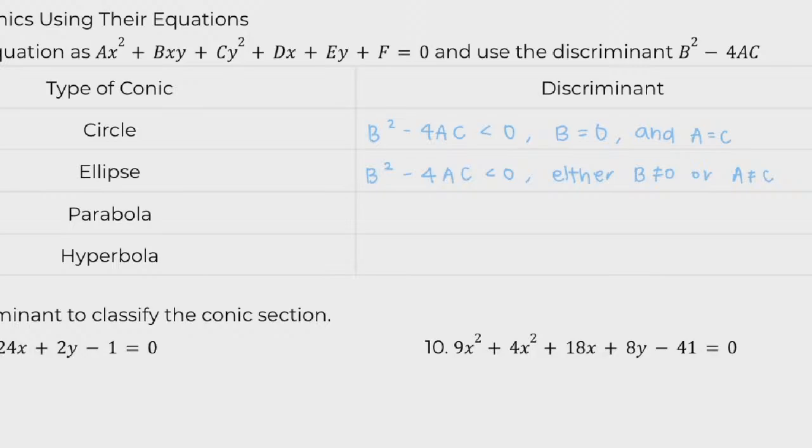So for circles, both parts have to be true, and then for ellipses, one of them has to be true. For parabolas, this is when b squared minus 4ac is 0, and hyperbolas is when b squared minus 4ac is greater than 0.